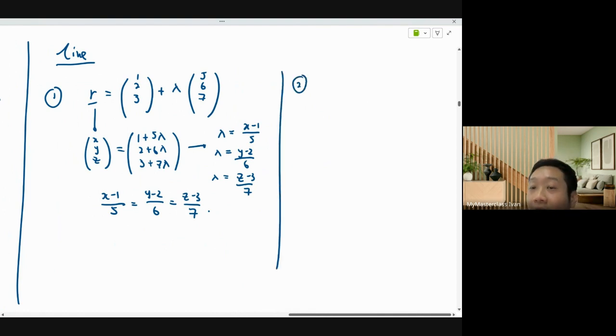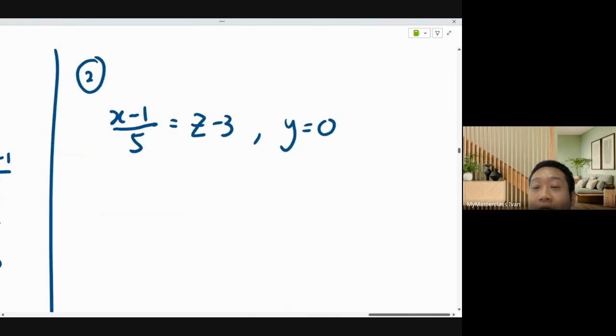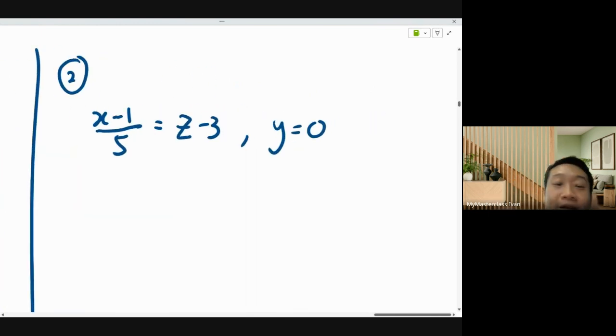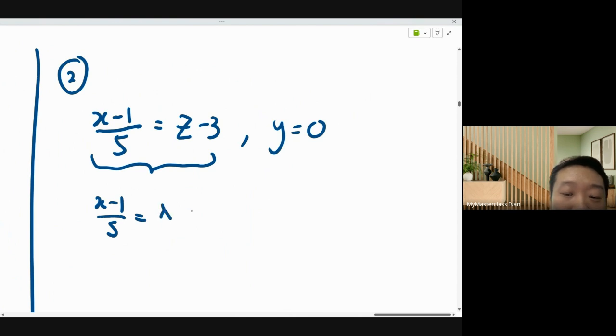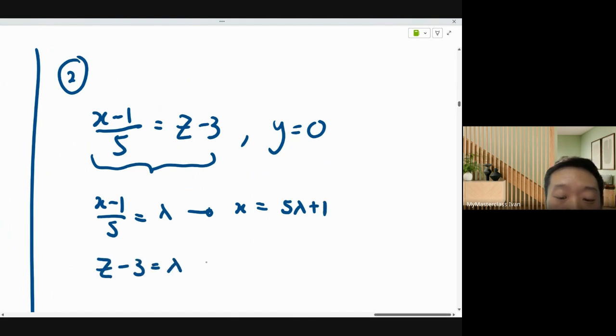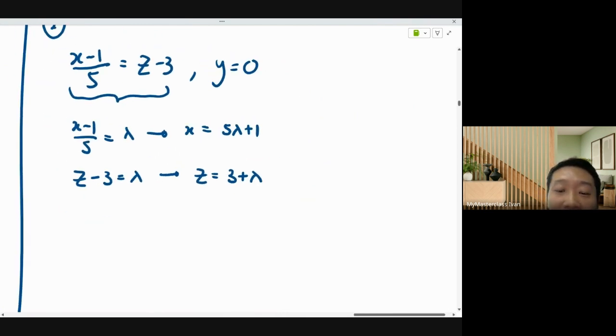This one, sometimes it can get a bit tough. Like x minus 1 over 5 equals to z minus 3. Then they put a comma, y equals to 0. Okay? So if they put a comma, it means there is no lambda. When they are equal, they are equal to what? Lambda. Yes. x minus 1 over 5 equals to lambda. So this means that x equals to 5 lambda plus 1. Or z minus 3 equals to lambda. This means that z equals to 3 plus lambda. Okay? And then I have y equals to 0, right?